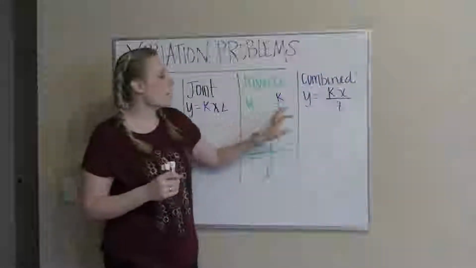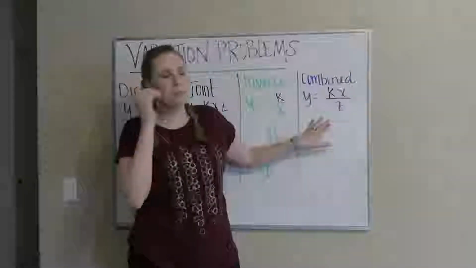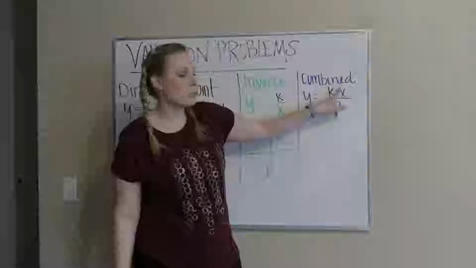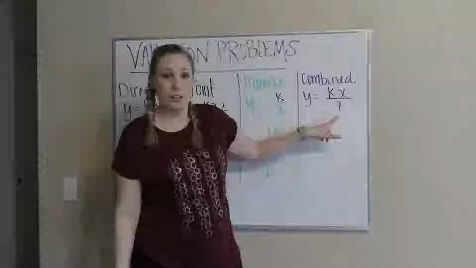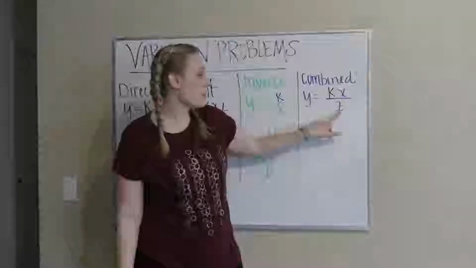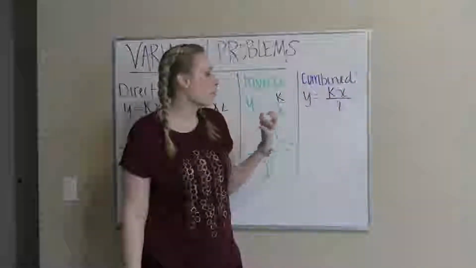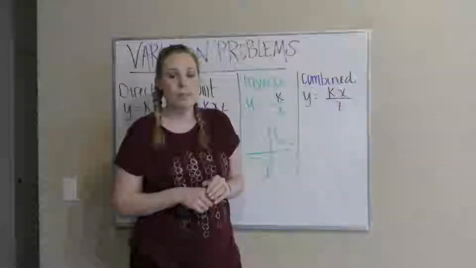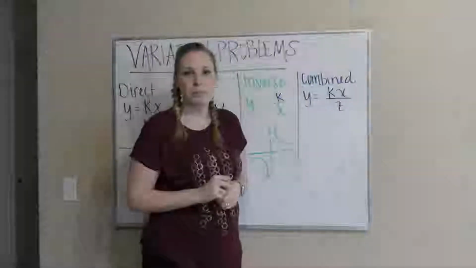And then the last one is combined variation, and it's called combined variation because you'll see that you do have a variable that's in the numerator and also in the denominator. And so this one, again, you can never divide by 0, and you have to keep that in mind. Combined variation is combining direct and inverse variation. So let's do some examples of these problems.